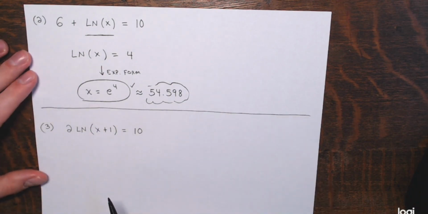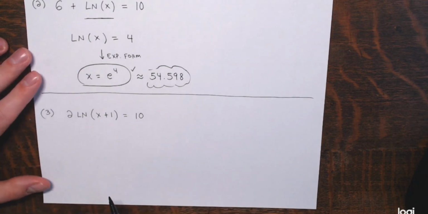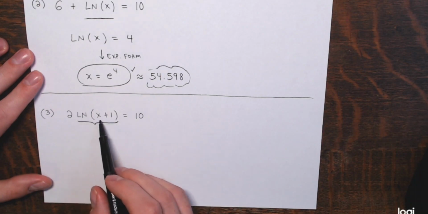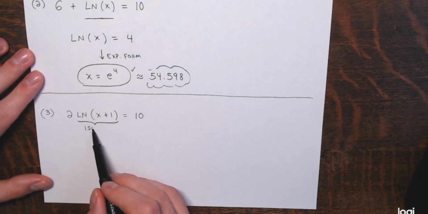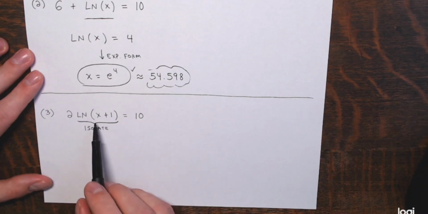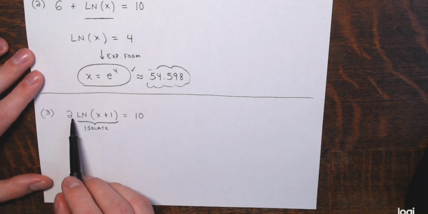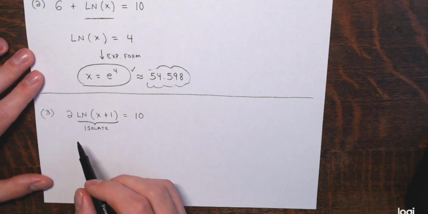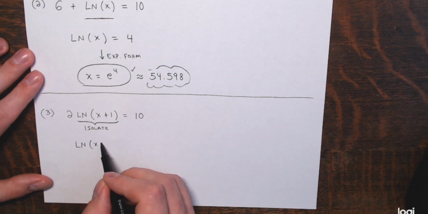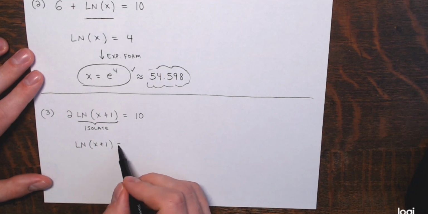Alright, so example 3. Same kind of idea here. Gotta get this logarithm, this natural log of x plus 1. I want to isolate this. And the only way to do that would be to divide by this 2. So I divide by 2. Got the natural log of x plus 1 equals 5.